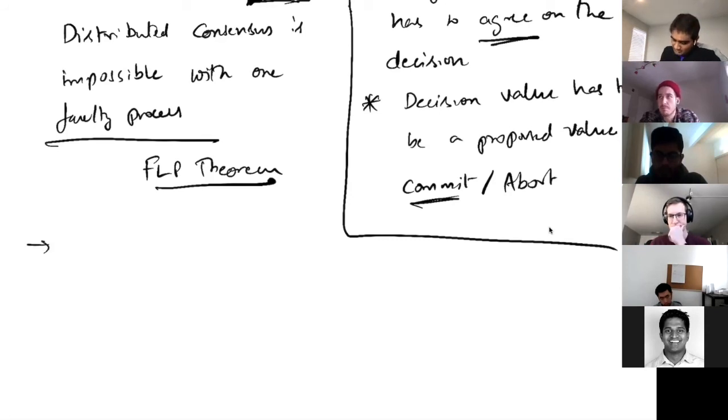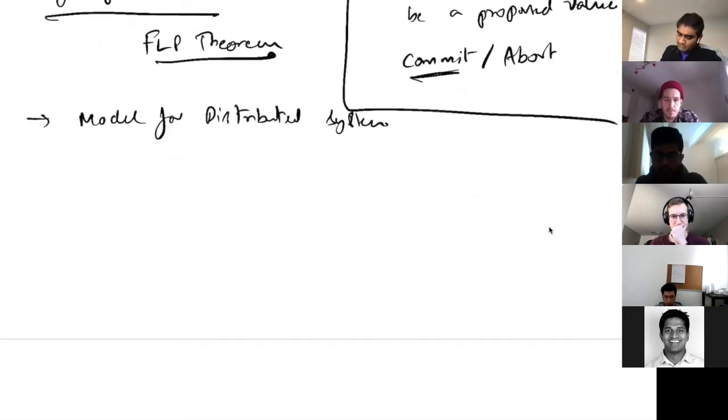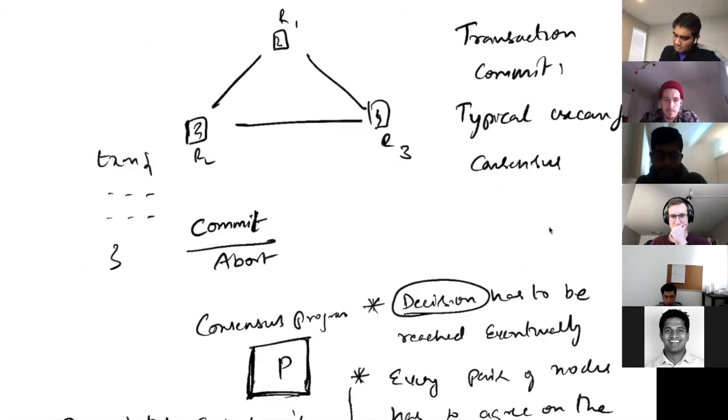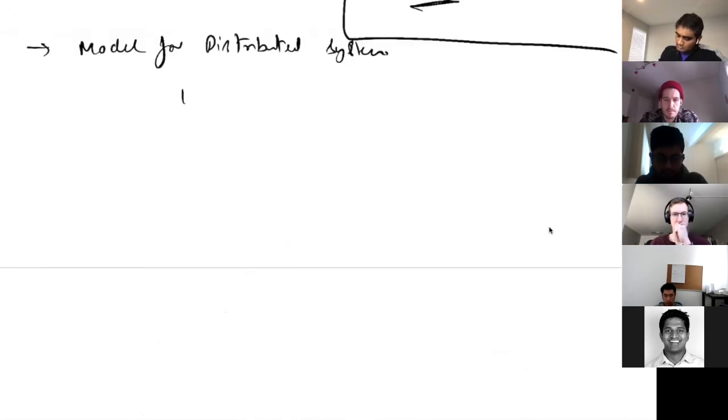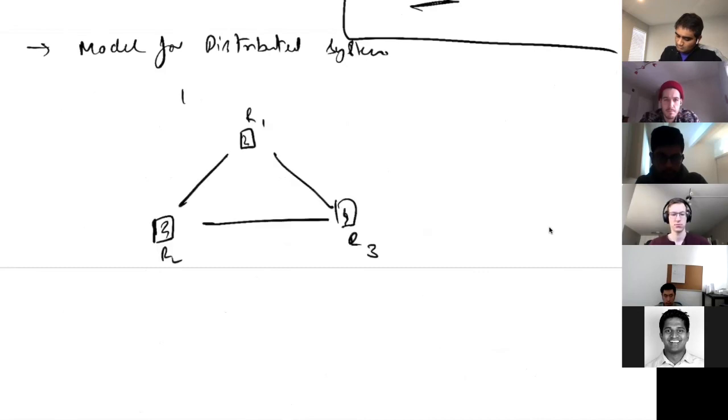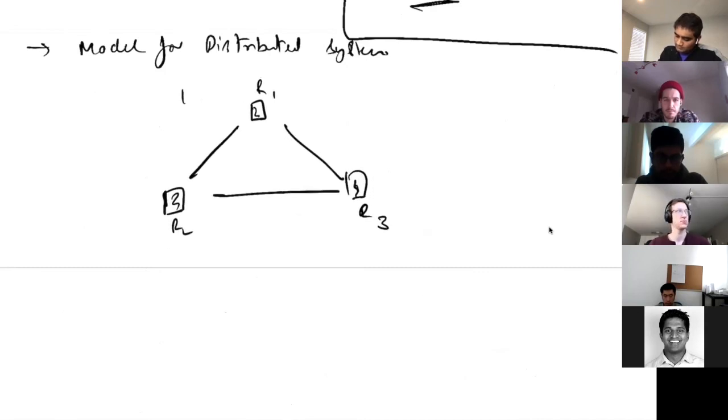So we need a model for a distributed system. Okay, so let's consider our previous example. Let's say we have this system. What are the components of the system?